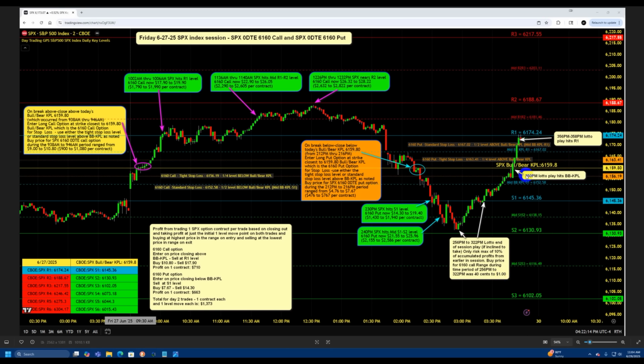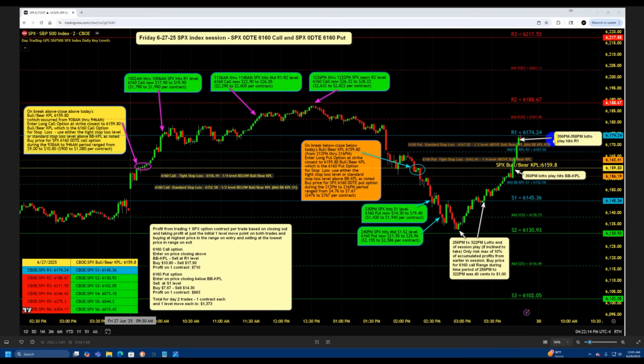And as you can see here, as we've marked off at 3:50 p.m., we got an explosive move where if you did take the lotto play, the SPX did hit the bull bear key price level here and closed above it. And this is at 3:50 p.m. and into the end of the day, it moves all the way up from 6159.80 during the last 10 minutes to R1 6174.24. So at 3:56 to 3:58 p.m. candles here, that play would have also hit R1.